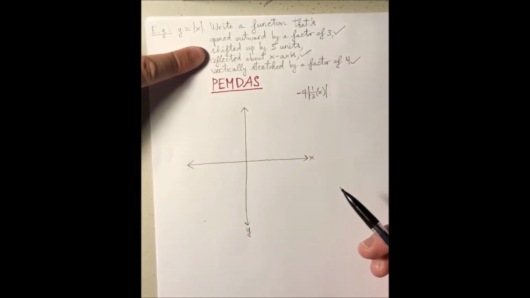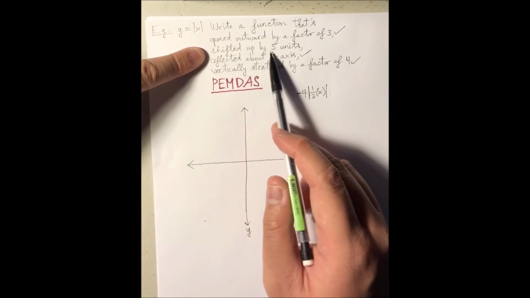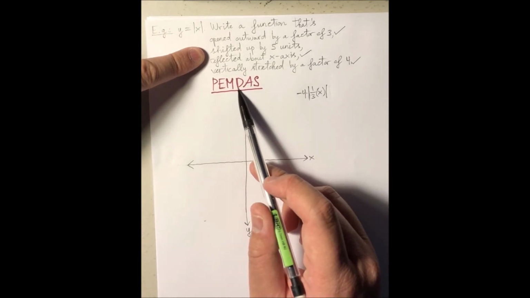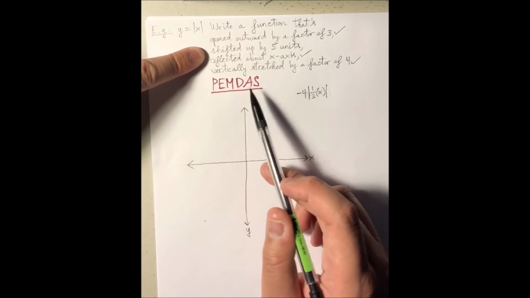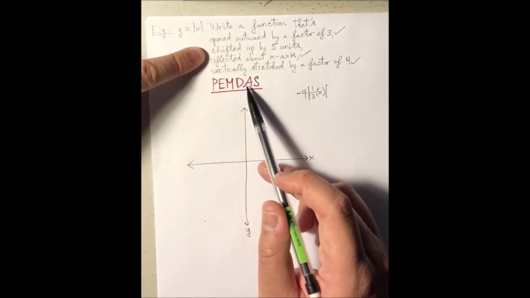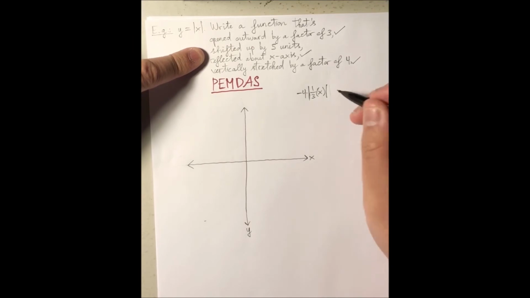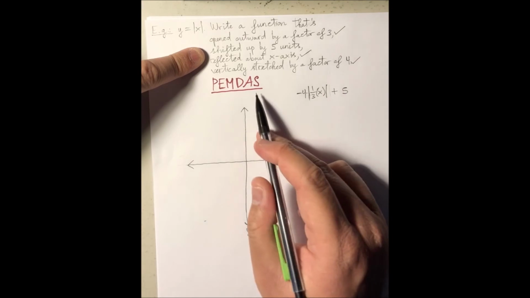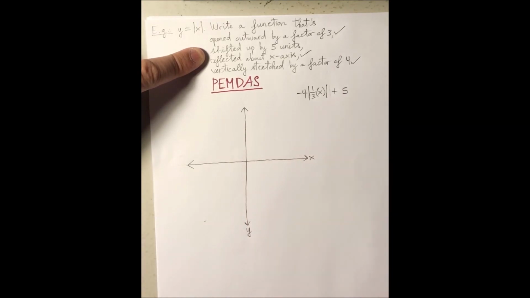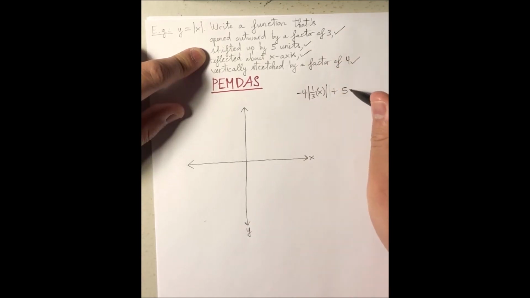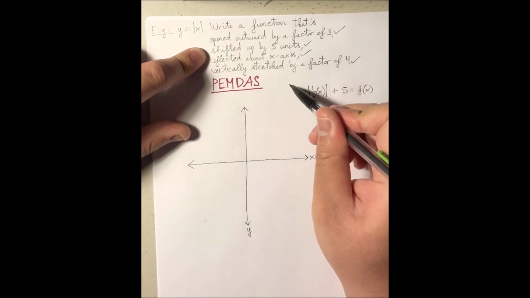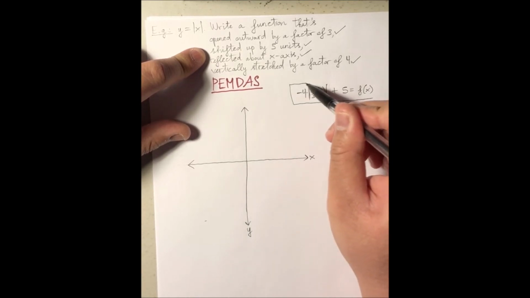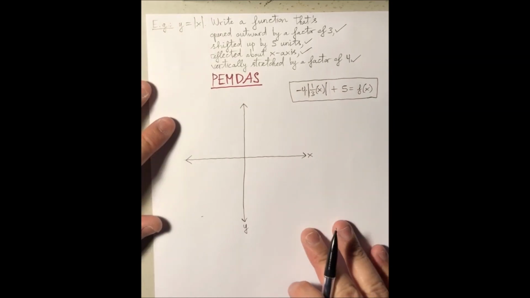And lastly, we have shifted upward by 5 units. Well, we don't have any division, so we can forget that. Addition, which is going with shifting up by 5 units. So we take this whole thing and we add 5 to it. And we don't have any subtraction, meaning we don't have any translating downward. So we are done with this function. So this function is f of x equals negative 4 times absolute value of 1 over 3 times x, and then all adding 5. So how do we graph it out?